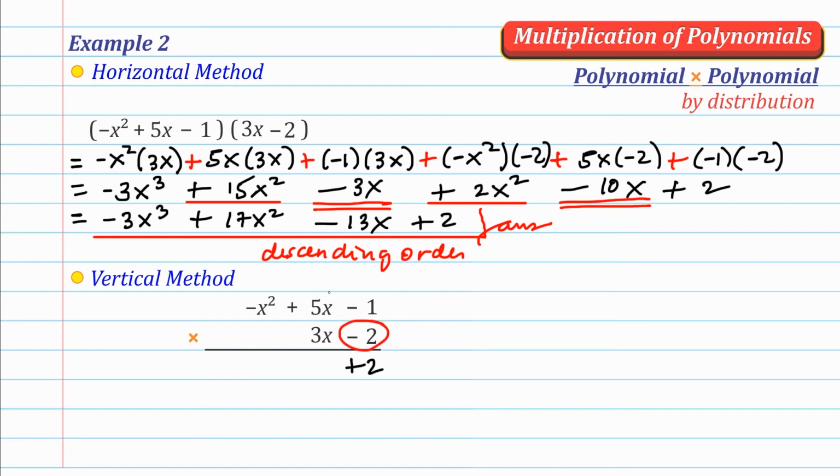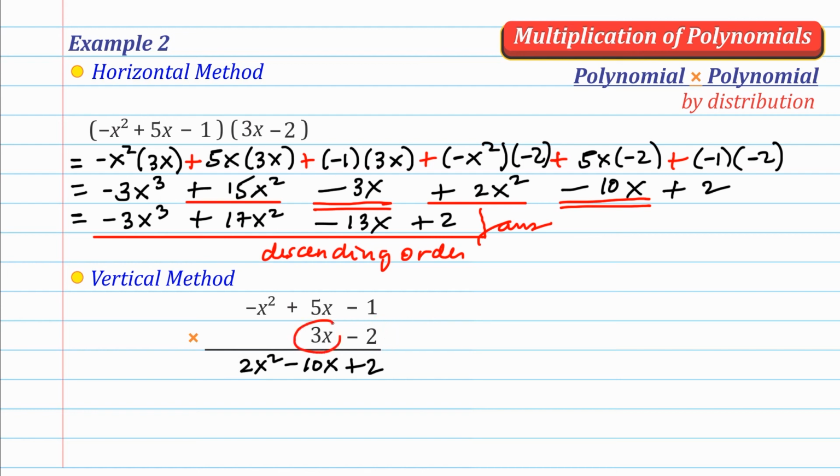Next, negative 2 times 5x is negative 10x. So we write it here, negative 10x. Next, negative 2 times negative x squared is positive 2x squared. So let's write it here, positive 2x squared. So distribution of negative 2 done.